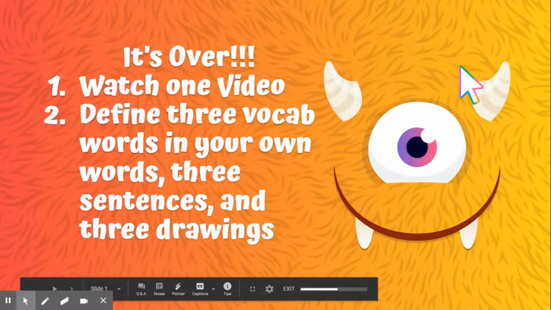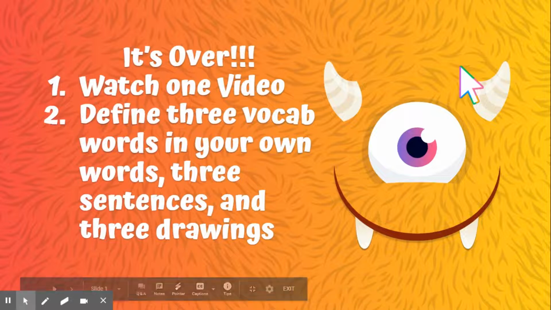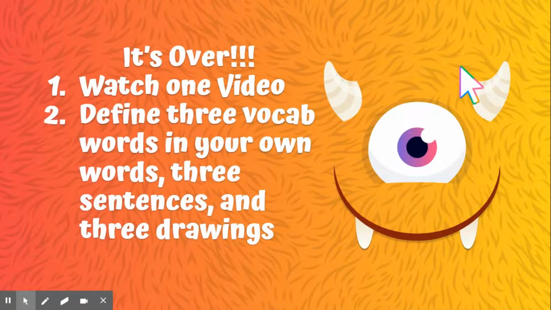All right, guys, that's it. It's over. So watch one video; you should have taken notes for the entire video. If not, go back and rewrite it. Watch one video in those discussions and take notes on it. Define 3 vocab words in your own words, so do not copy and paste from the internet. Then put them in a sentence each, and then draw 3 pictures that represent those vocabulary words, of your choosing.